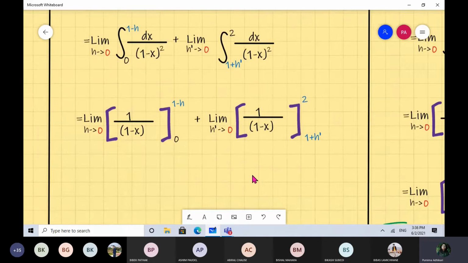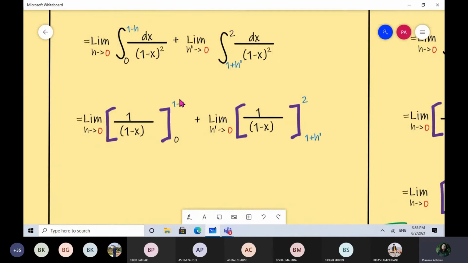Yes, next step. Let's decide the next step. We have to apply limits of integration. Would you like to try? I will show you this step on the screen. Just give it a try. What is your solution? You will apply limits of integration, then put h equals 0 and h dash equals 0. See what you get. Try it quickly.